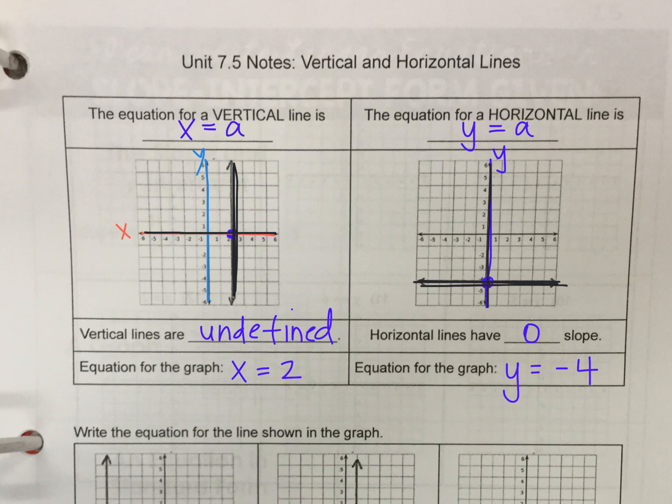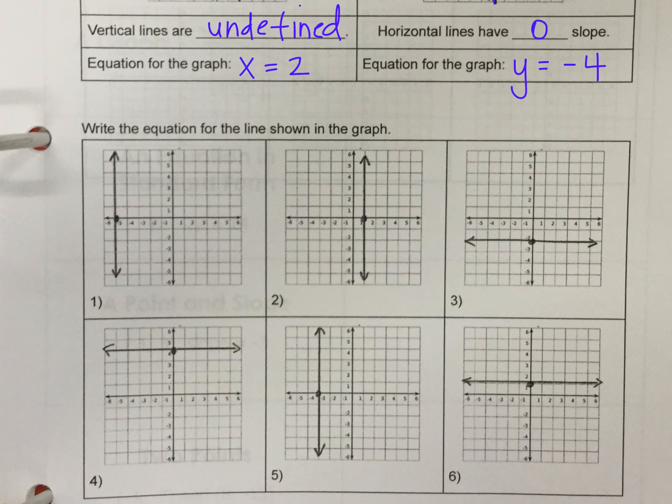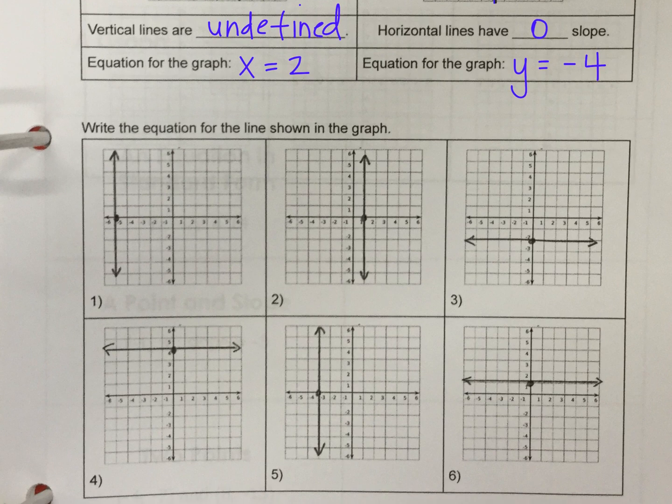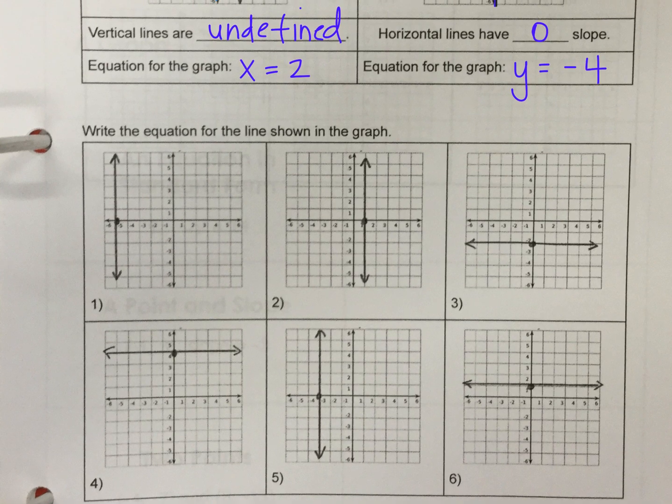So all you need to do is write the equation for these lines. I'll do the first one, and then the next ones you need to do yourself. So x line, y line. This line, this dot is on the x, so it's going to be x equals, well, it's right here at -5. x equals -5. Do 2, 3, 4, 5, and 6 yourself, and then turn the page.